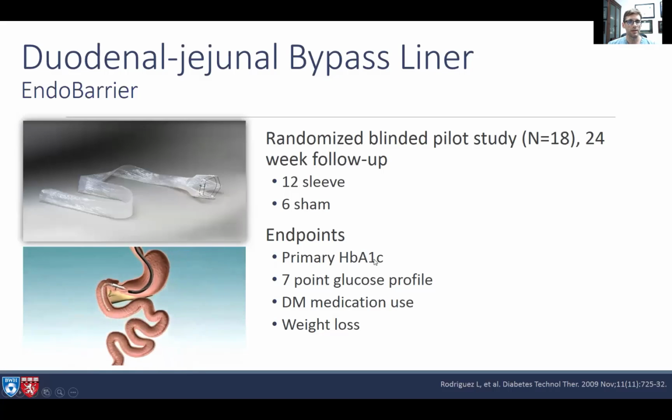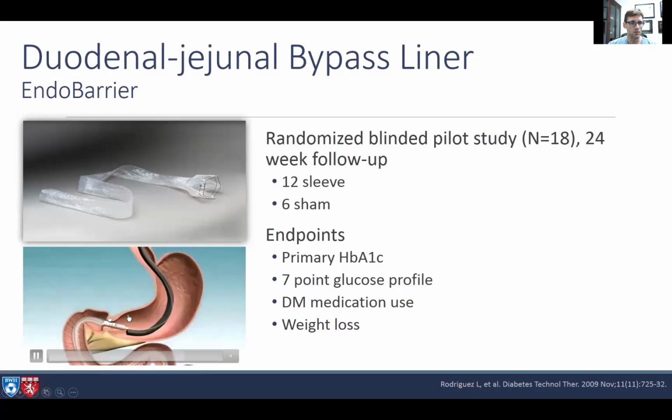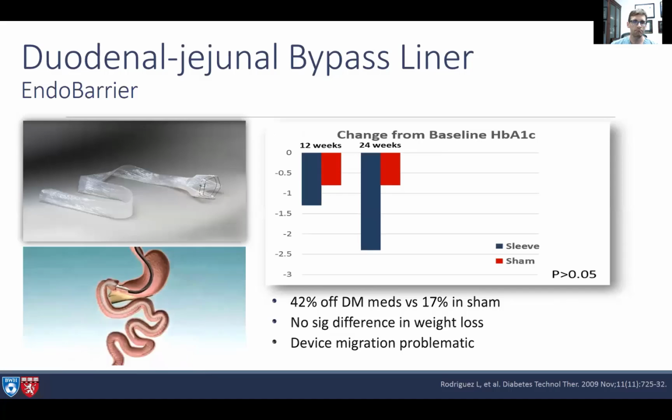The endpoints they were looking at were hemoglobin A1C and a 7-point glucose profile. They also looked at diabetic medicine use and weight loss. The device is rather easy to place, sort of like a stent. It does require fluoroscopy. So here you see the results at 12 and 24 weeks.